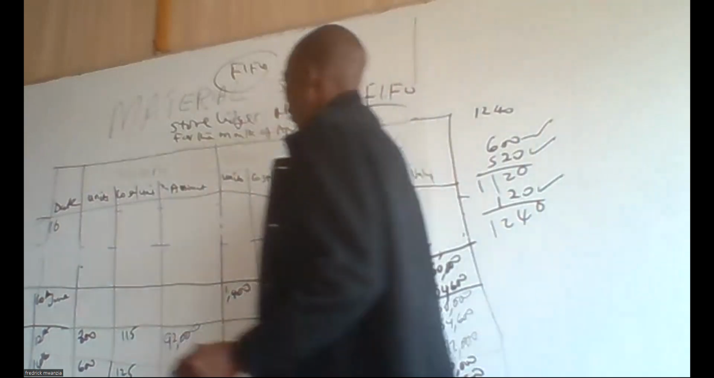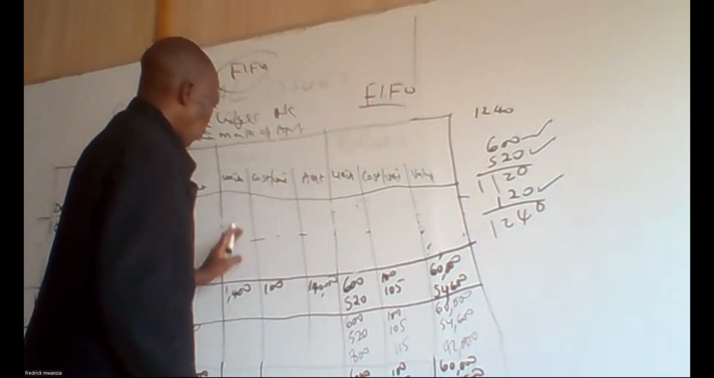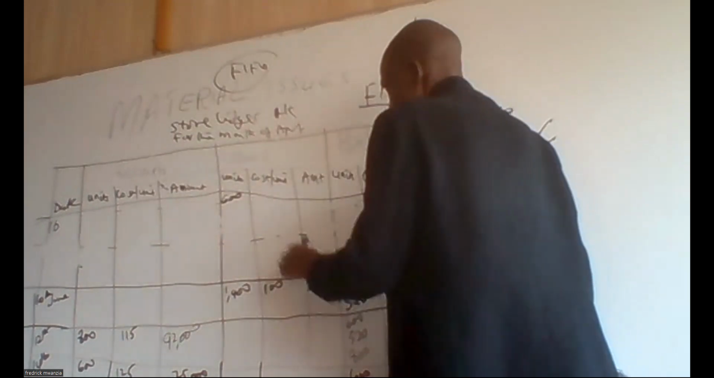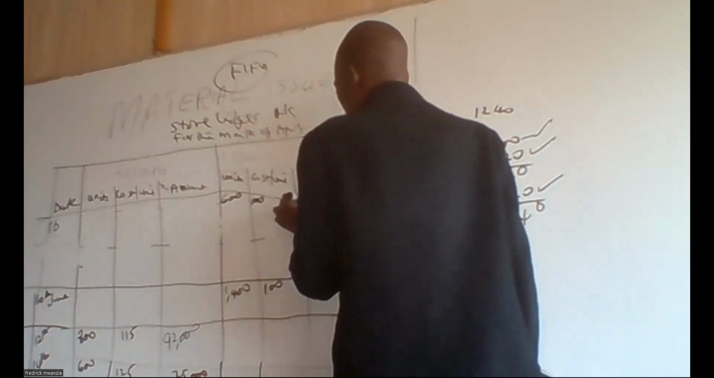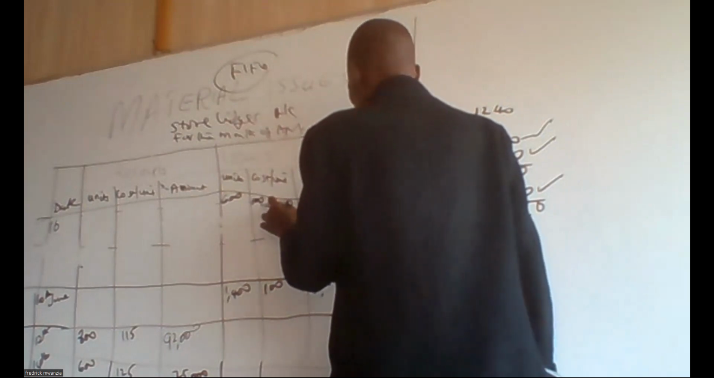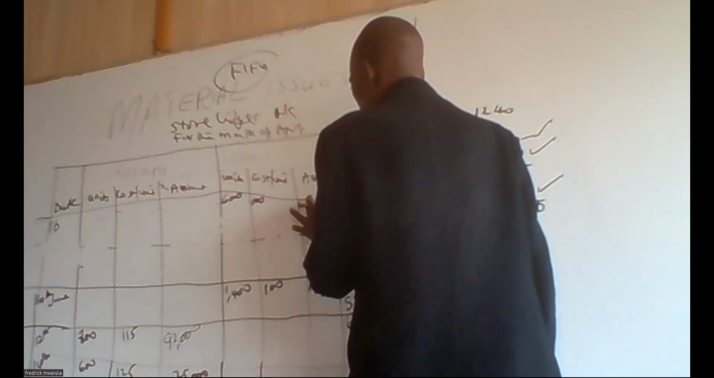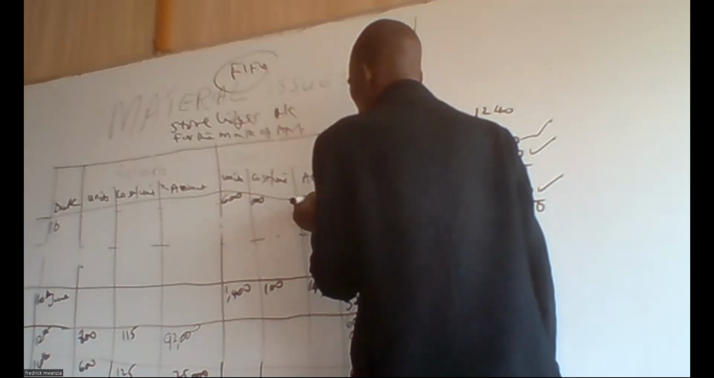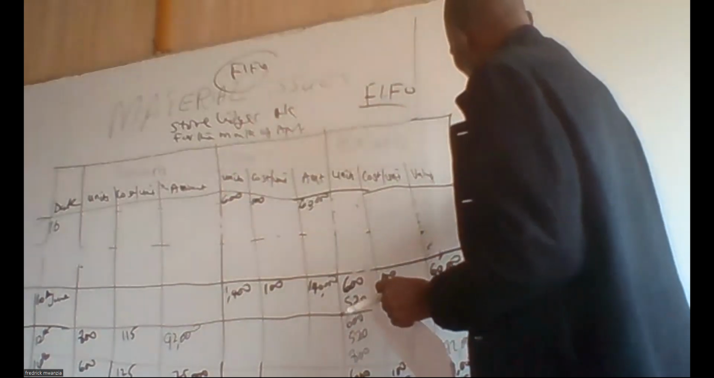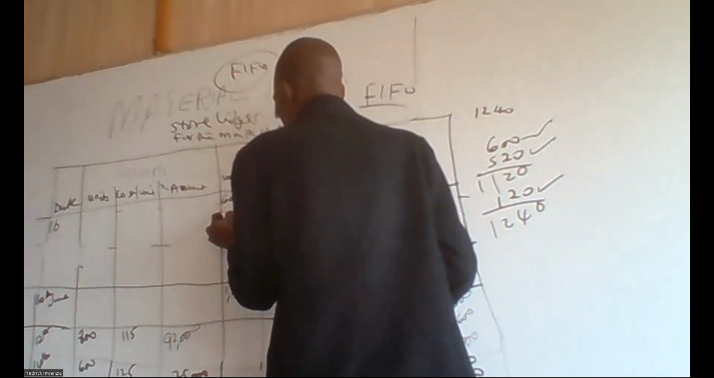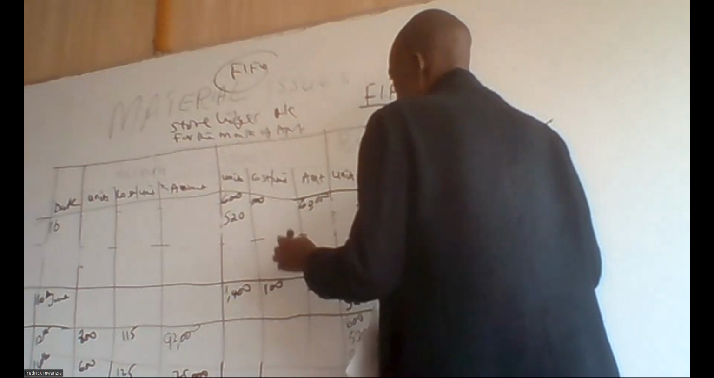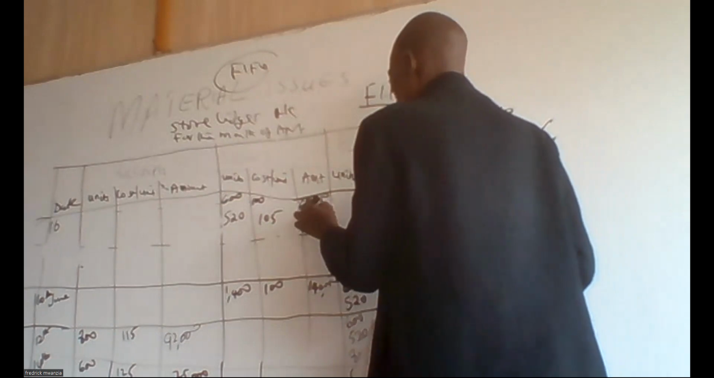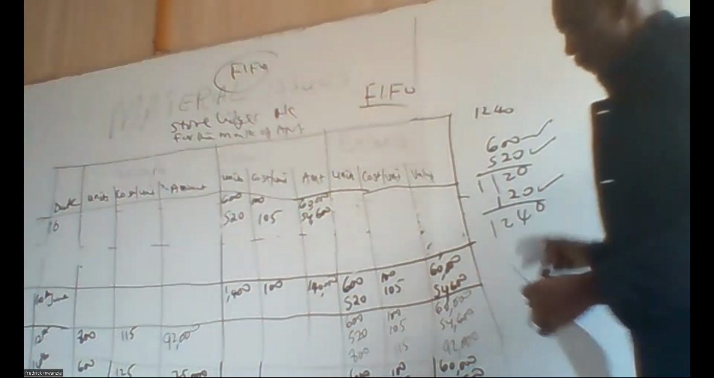Now what we do here, we are issuing. So how much are we issuing? We are issuing 600 at 100, that is 60,000. Then we are also issuing another 520, at 105. This is 54,600. Then the third one, 120.